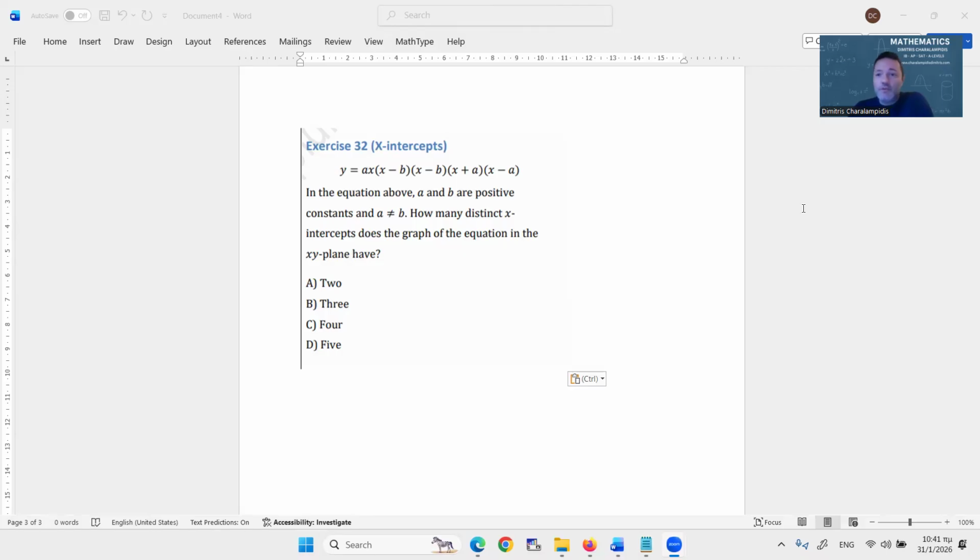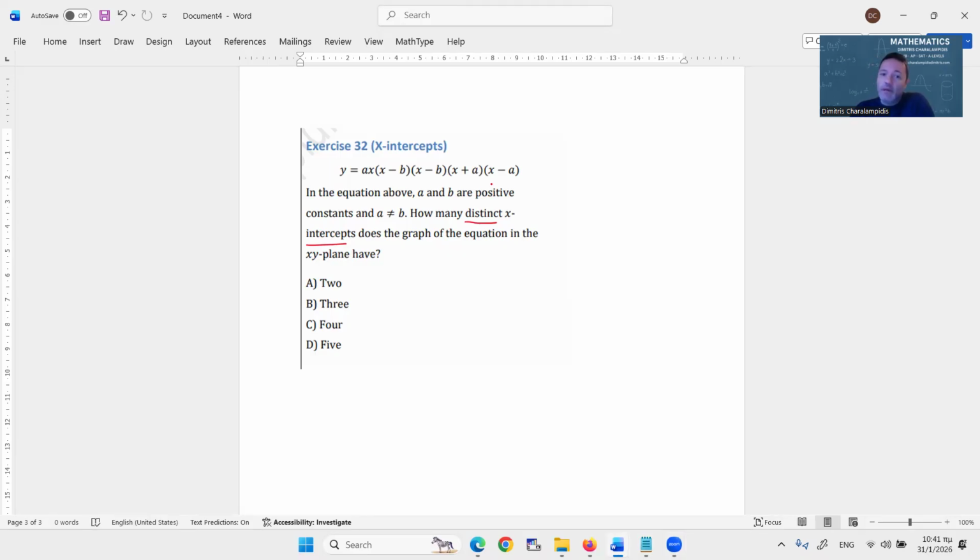Exercise 32. This one is about x-intercepts of a given function. Let y equals a times x minus b times x minus b times x plus a times x minus a. In this equation, a and b are positive constants which are different from one another. How many distinct, different x-intercepts does the graph of the equation in the xy plane have?